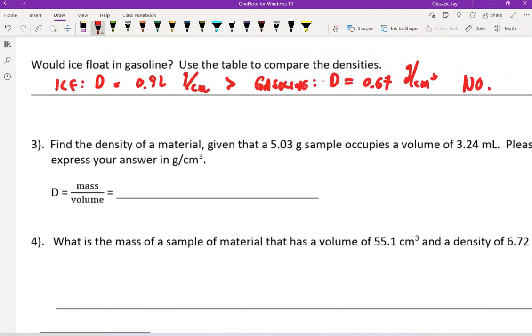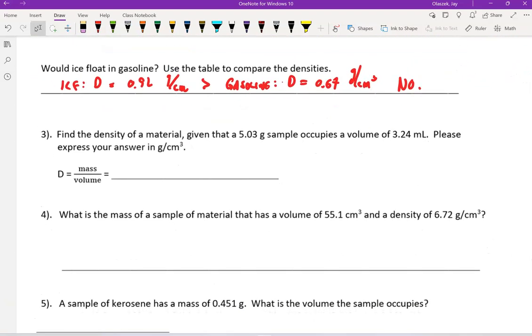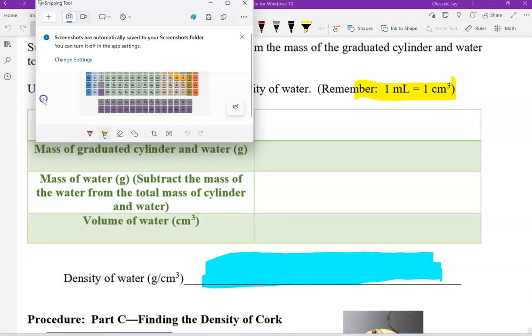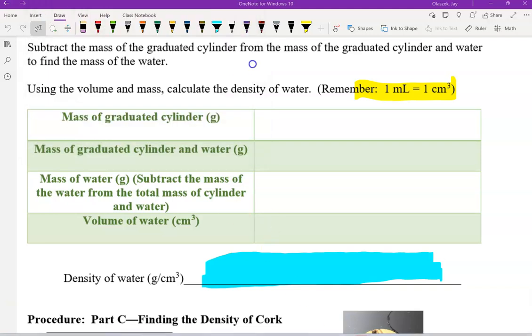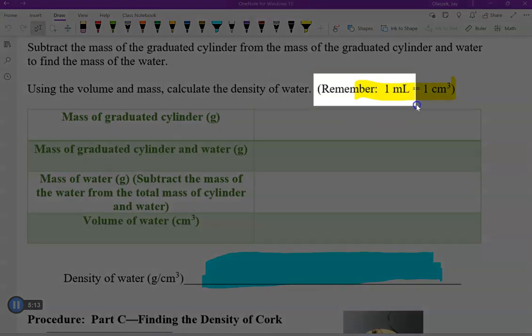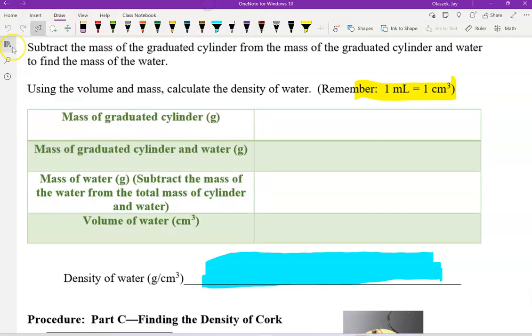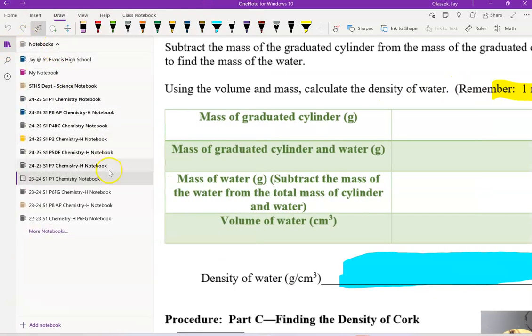It says number 3, find the density of a material given that a 5.03 gram sample occupies a volume of 3.24 milliliters. I'm going to go back to one of the labs and find a useful piece of information. Here we're looking at this particular piece of information from Lab 1A, and it says that 1 milliliter is the equivalent of 1 cubic centimeter. So what I'm going to do is use my screen snip tool. I'm going to copy and paste that, and I'm going to bring it back to this review that we're working on.